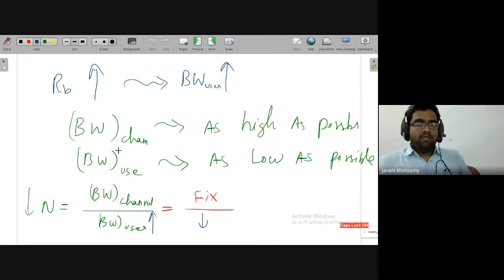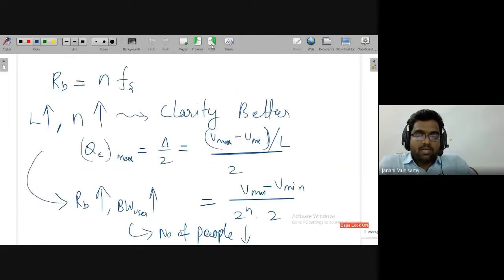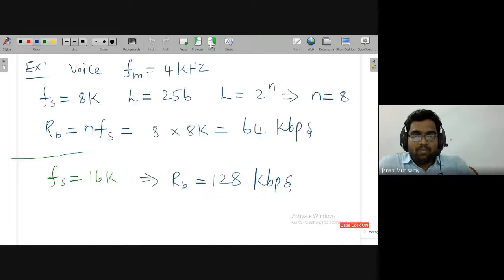Then what is the relation between channel bandwidth and user bandwidth, we have seen. When we increase RB, user bandwidth will increase so that you cannot accommodate more number of users. That is the major problem. But once if you increase RB means either you may be increasing N or FS. That means indirectly you will be increasing the clarity. You are increasing clarity means quantization error will be decreasing, but you cannot accommodate more number of people.